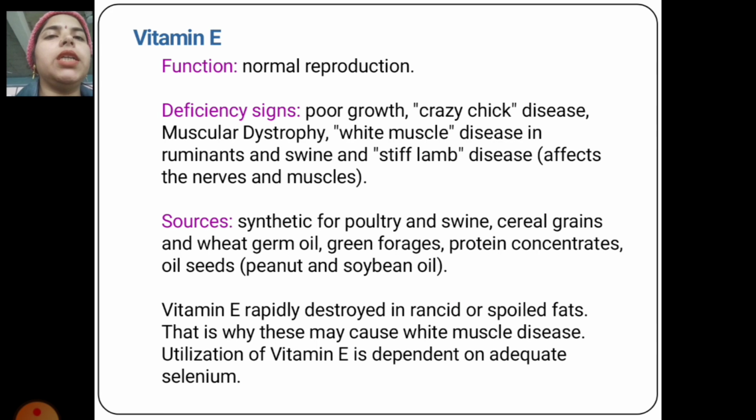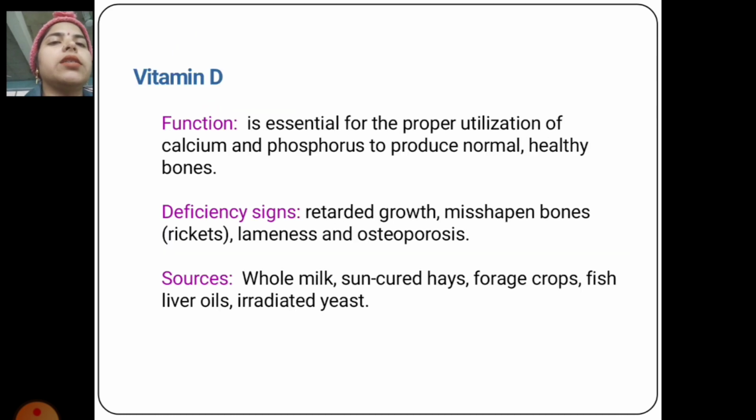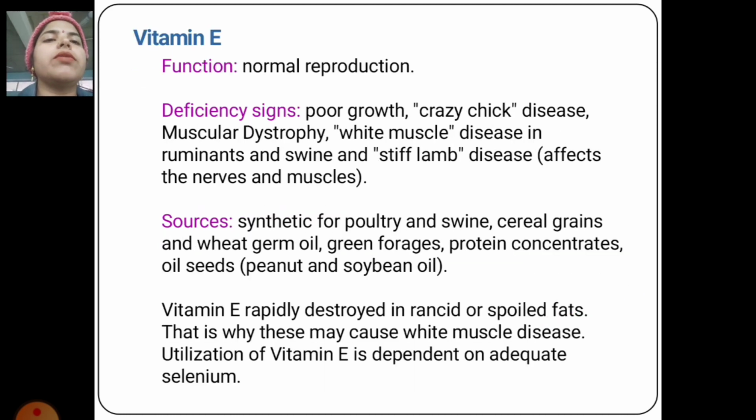Next is vitamin E. Function: normal reproduction. Deficiency signs are poor growth, crazy chick disease, muscular dystrophy, white muscle disease in ruminants and swine, and stiff limb disease, which affects the nerves and muscle.